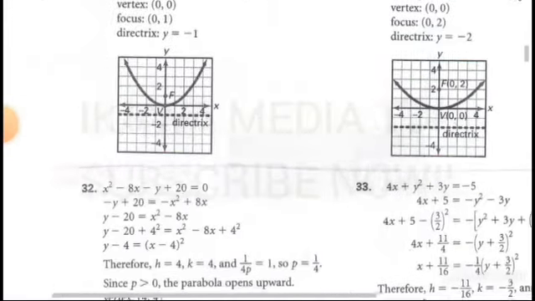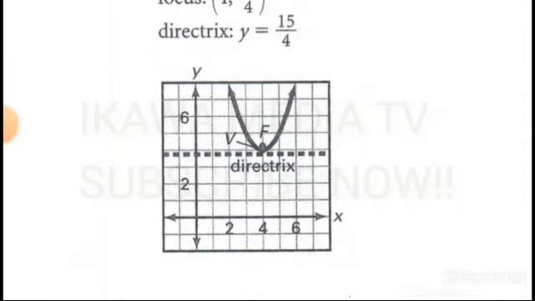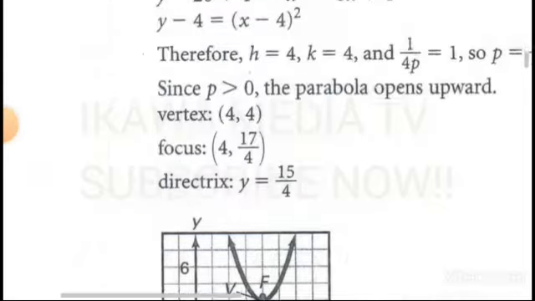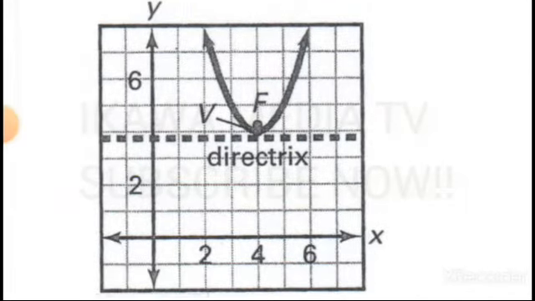So we had question 32, with x squared minus 8y plus 20 equals 0. Remember, we are asked to draw these equations and to label the vertex, the focus, and the directrix. So this is the answer for question number 32. This is how the graph looks. This is a parabola.